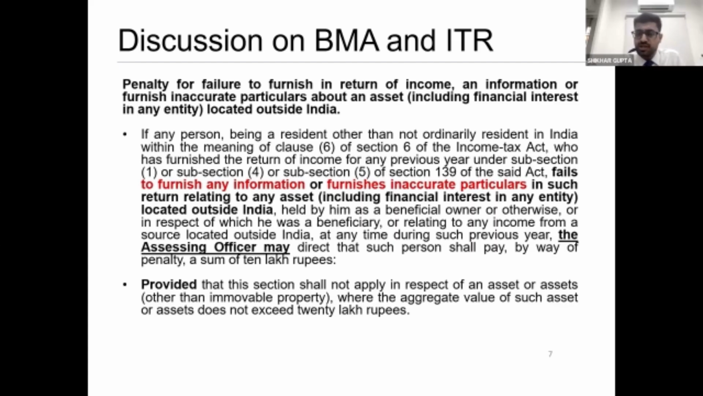Now, the penalty provisions are there in section 43 of the Black Money law, which state कि if you fail to furnish any information or you furnish inaccurate particulars in the return relating to any asset which is located outside India, then AO may direct the person to pay a penalty of 10 lakh rupees. That's in simple terminology. So what we understand from this is that there are two limbs. The first limb is that you have to fail in furnishing any information, or that you furnish any information but that is inaccurate. So both limbs are independent of each other and are qualified by the terminology or.